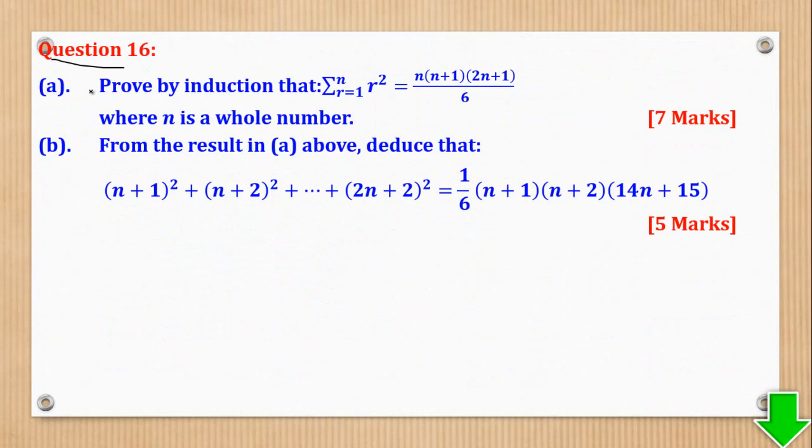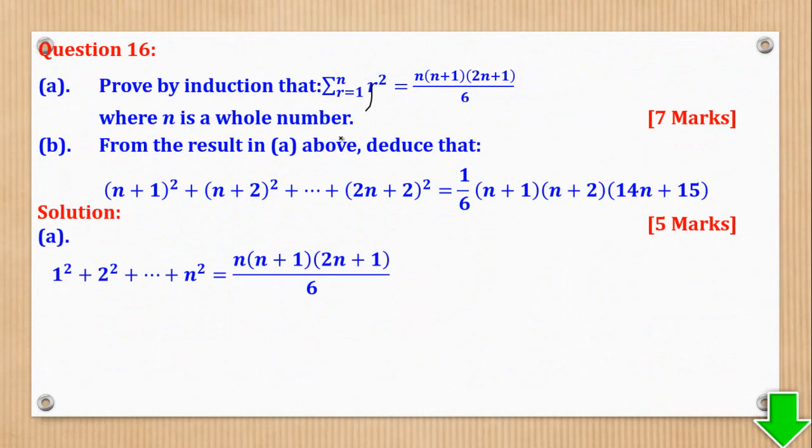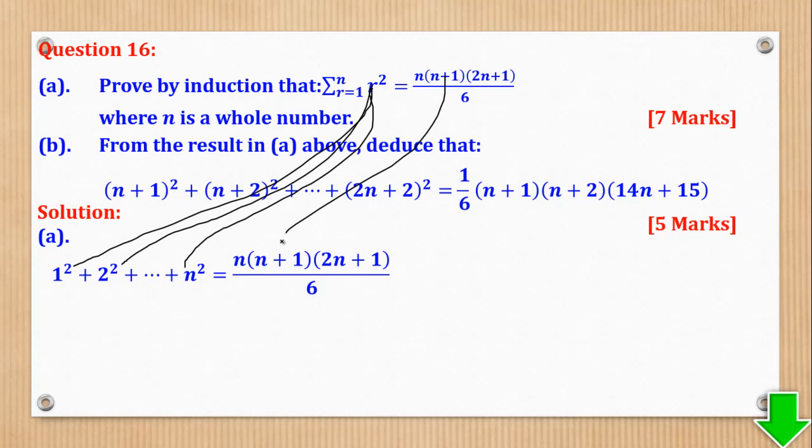Then question 16, part A says, prove by induction that this is equal to that, where n is a whole number. So the first thing to do is to generate the series. When I put 1 here, I'll come up with this. Put 2, I'll come up with this. Put n, I'll come up with this. Everything will be equal to that.